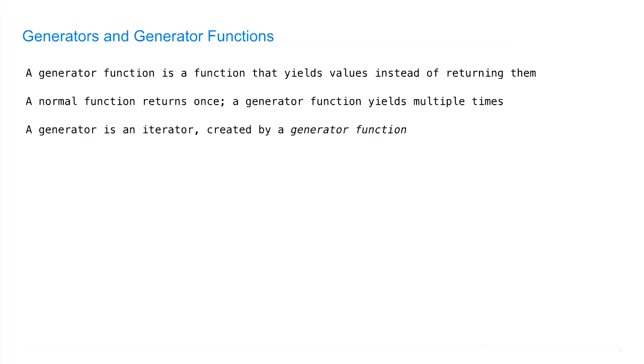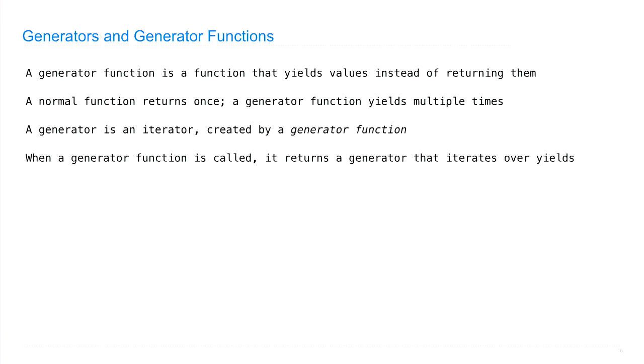What you get back when you call a generator function is an iterator over all of the different values that it yields. So when a generator function gets called, it doesn't actually return the values that are yielded. Instead, it returns an iterator that iterates over those values, which means you can do whatever you want with them. Just ask for the next thing over and over again.